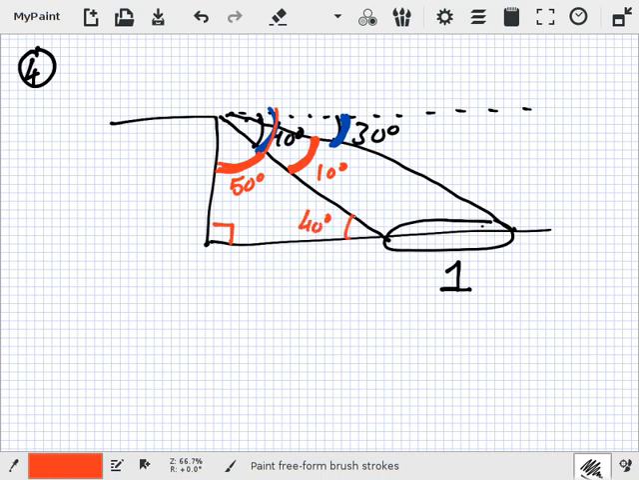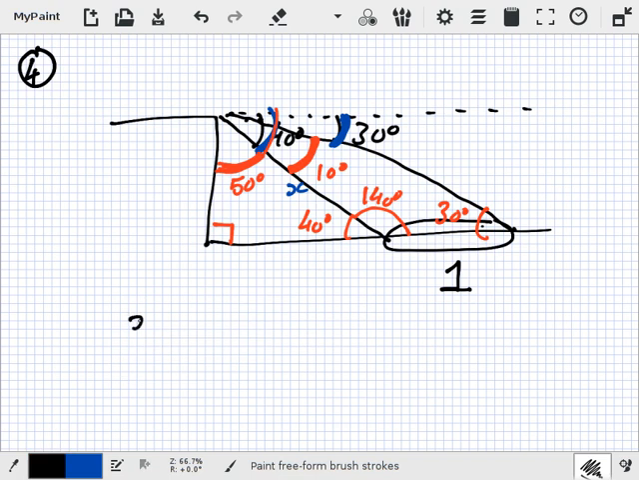If that's 40, what's this one? 140. I was going to say 130. Right, if that's 140 and that's 10, that's 150. So then this one here is 30. So just like the last one, we have all the angles. And just like the last one, the trick is to get this side here first.